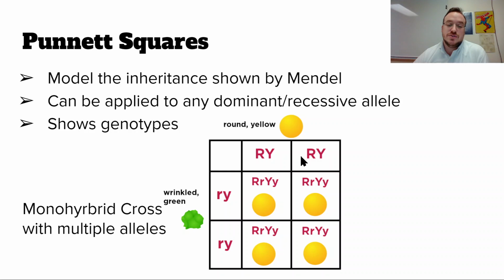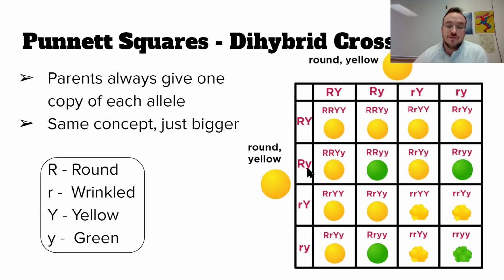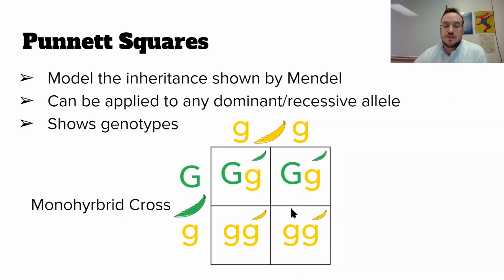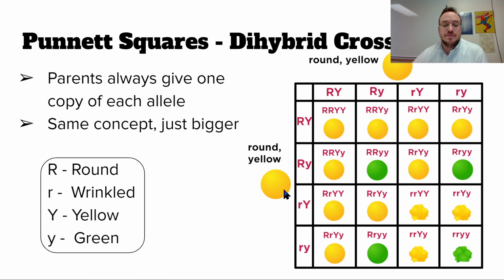So we're going to need more than 2 squares here. We're going to need 4 squares. So using those same parents, we've got round yellow and round yellow, the round yellow ones. So these can give a capital R and a capital Y, a capital R and a lowercase y, a lowercase r and a capital Y, and a lowercase r and a lowercase y.